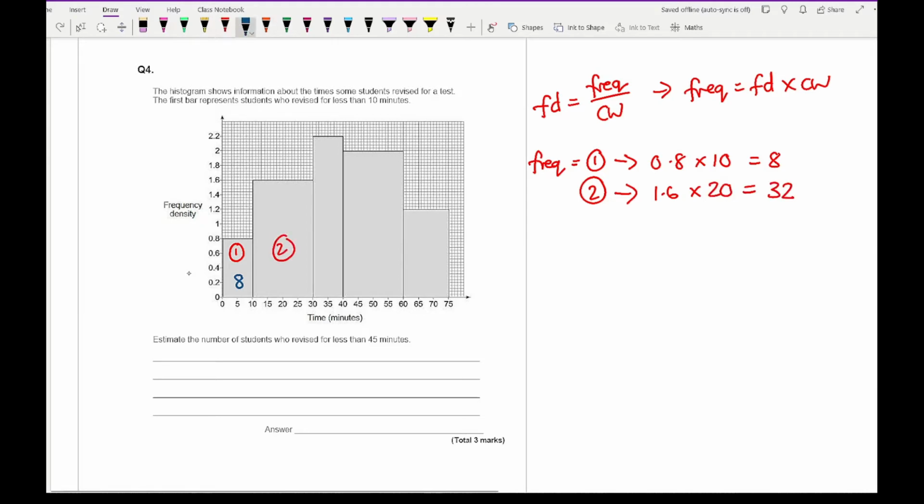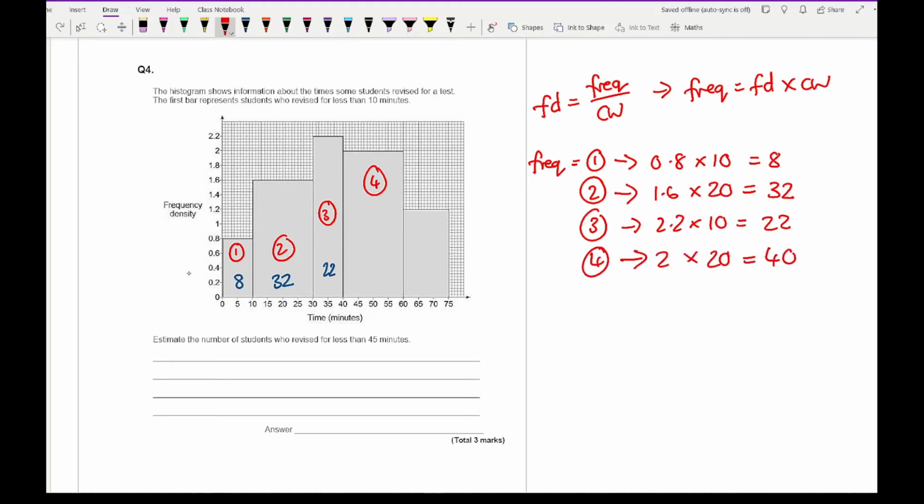Let's just write that. For number 3, that's going to be 2.2 times 10, which is 22. And then for the next block, that's going to be 2 times 20, which equals 40.